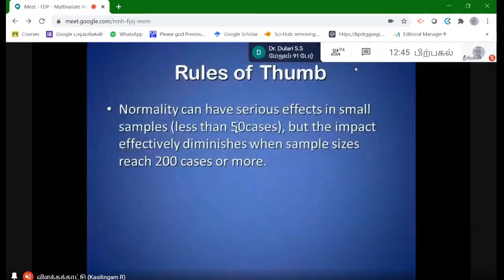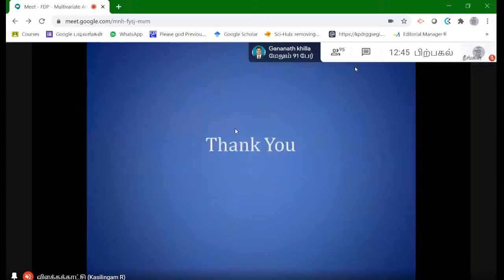But this is written in the Hair and Anderson book. He says non-normality can have serious effects in small samples. But if the sample exceeds 200, then it diminishes the effect of non-normality. Okay, so you need not worry about it. This is with respect to normality.